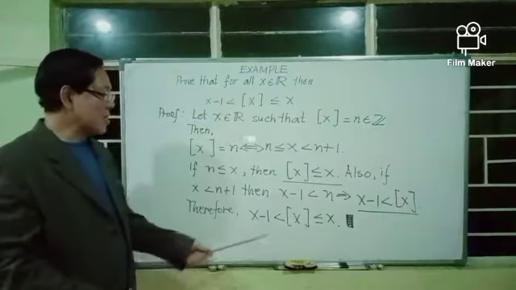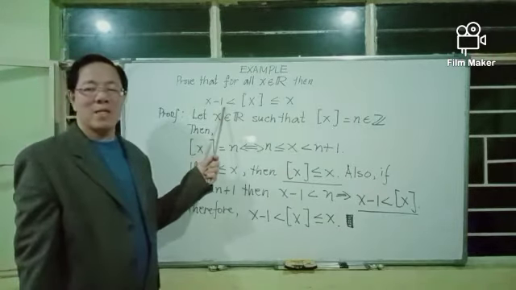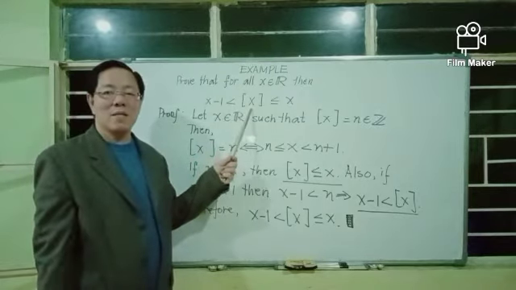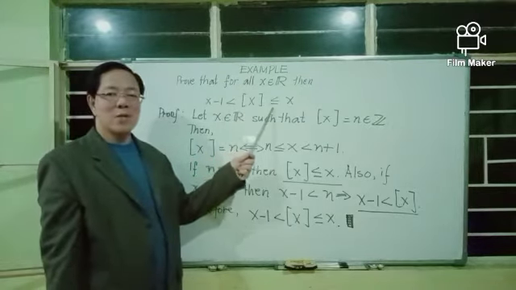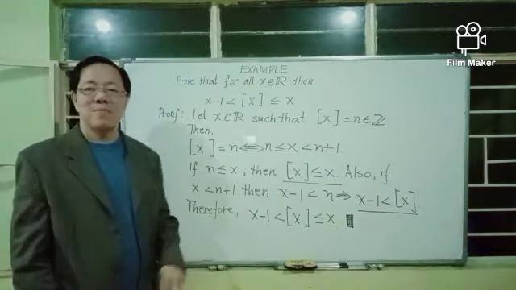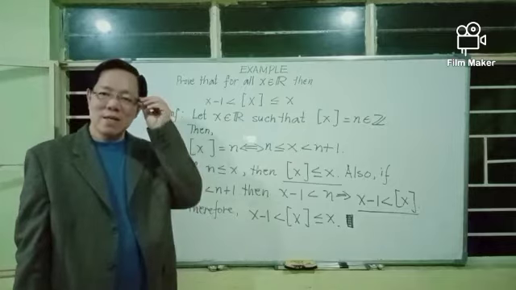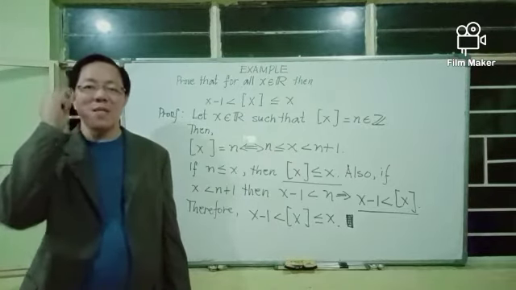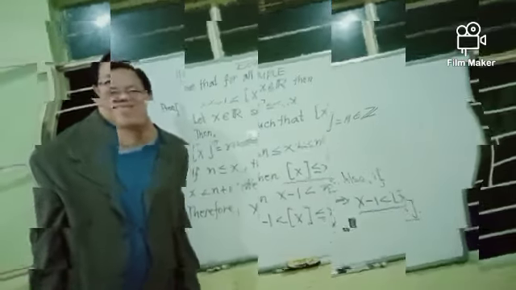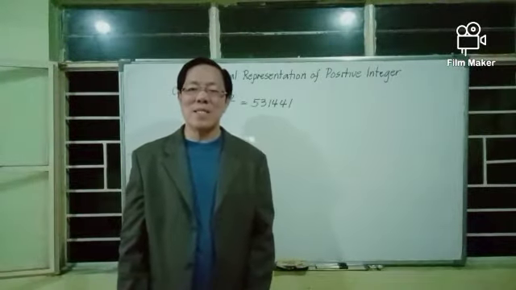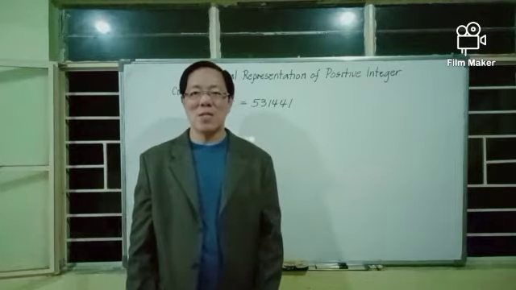And this completes the proof of this theorem that says for any real number x, the floor of x is less than or equal to x, but strictly greater than x minus 1. Now we will state the definition of the decimal representation of a positive integer. We now define the decimal representation of a positive integer.